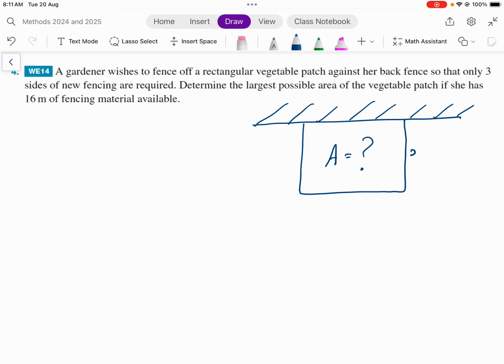So let's label these. We'll go with just x and y, and we already have one equation, which is 2x plus y can't be greater than 16 metres. What we're after is actually the area, which is x times y. And we want this area to be the biggest possible number.